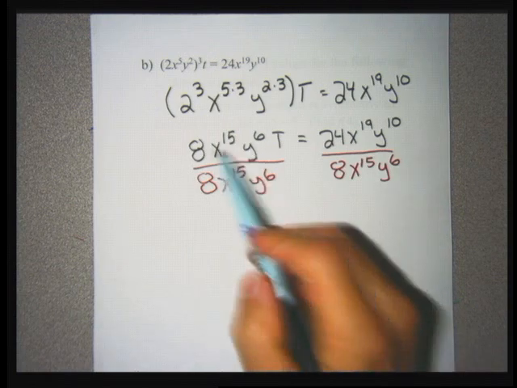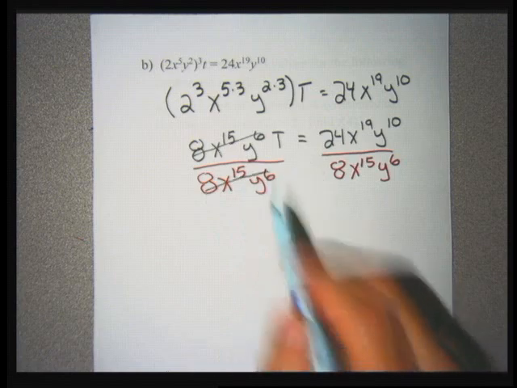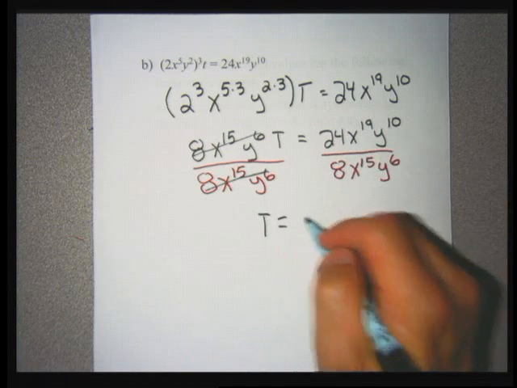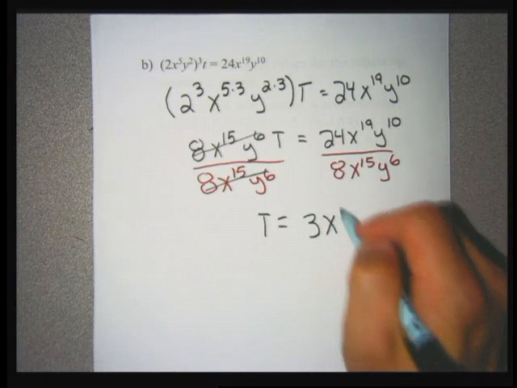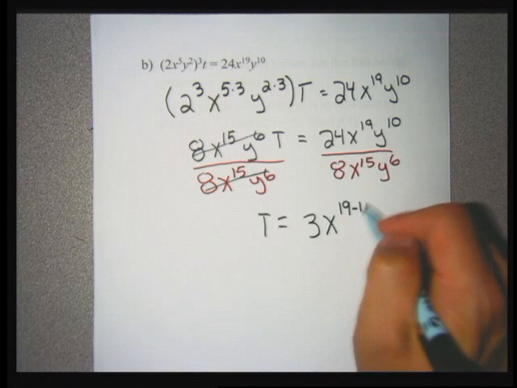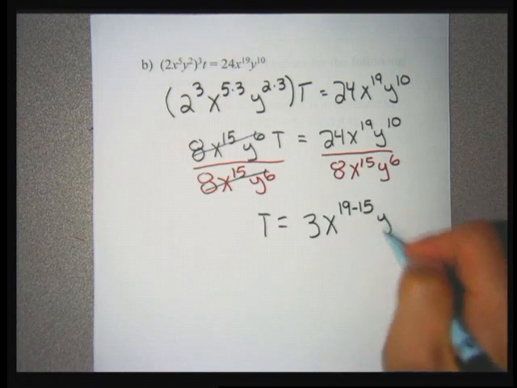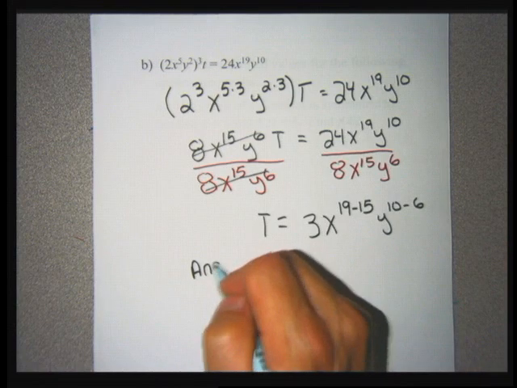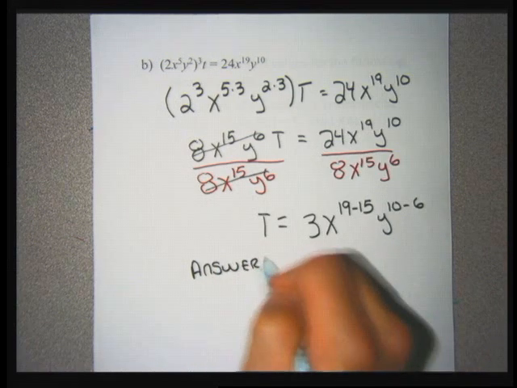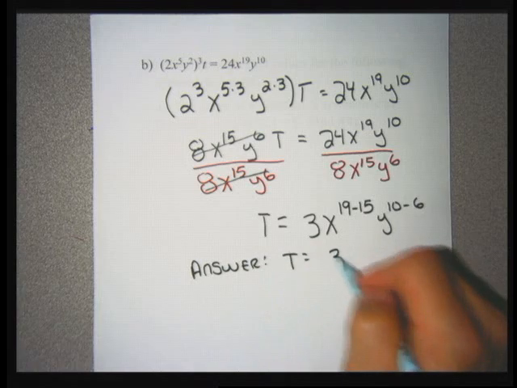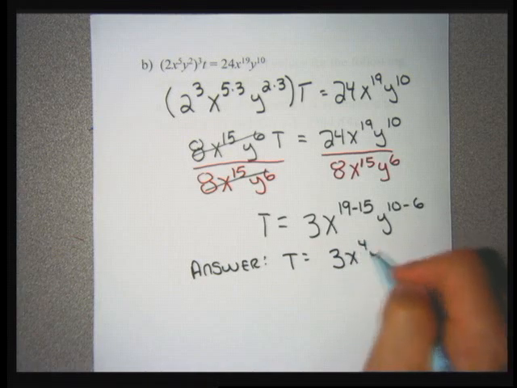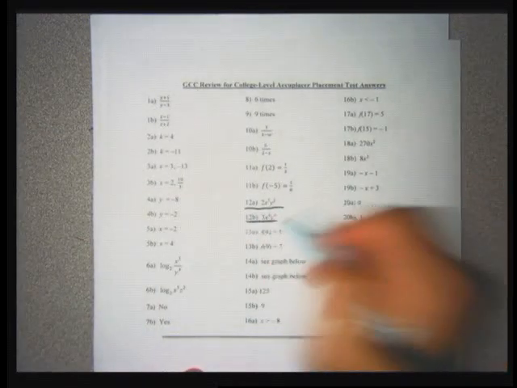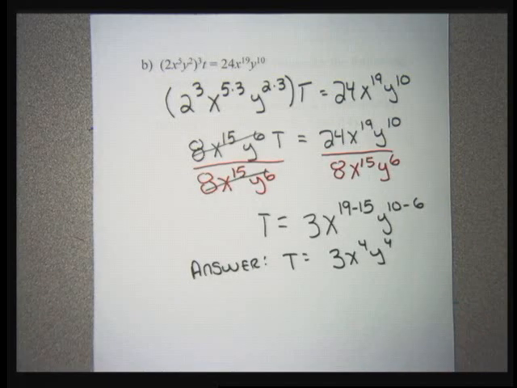So on the left side, my dividing is going to cancel everything. It's going to leave me the t. And on the right side, 24 divided by 8 is 3. And for the variables, I subtract their exponents. So I get x to the 19 minus 15 and y to the 10 minus 6 power. And so my answer, because I'm asked to solve for t, I'm going to write t equals 3x to the 4th, y to the 4th, and check myself real quickly, 3x to the 4th, y to the 4th. I know I did well there.